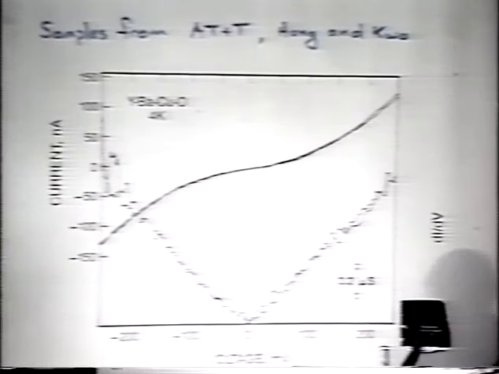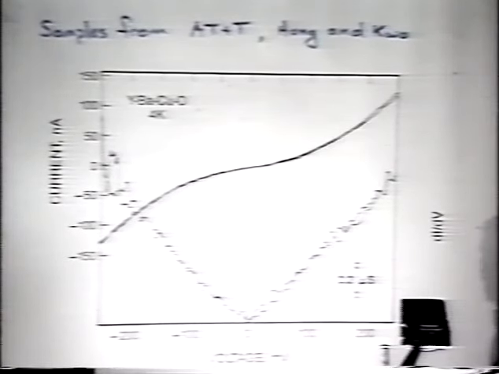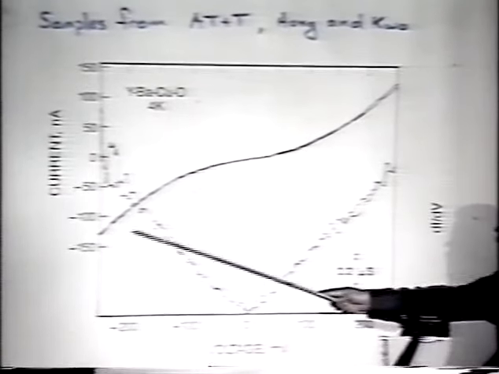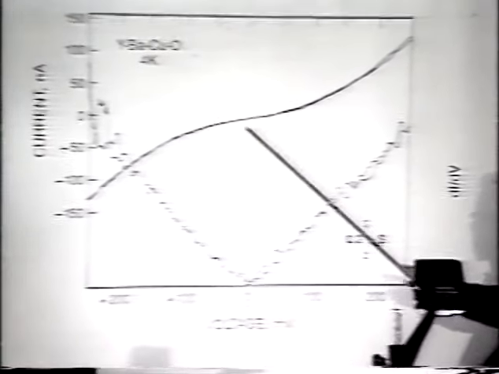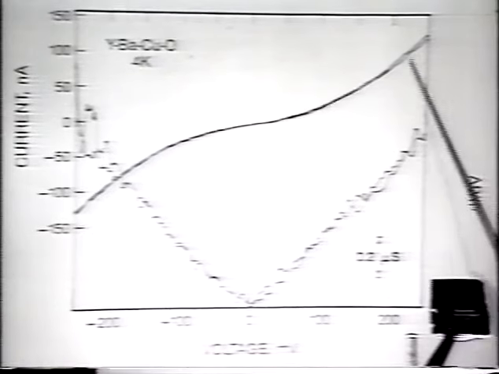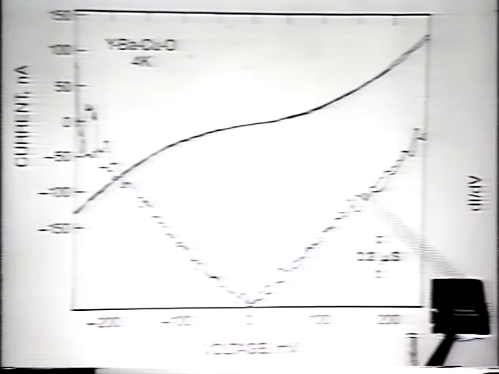Here's some yttrium barium copper oxide. Again, most of our settings showed very little structure and the square law dependence of the current on voltage. You can see that's evident in the derivative trace.